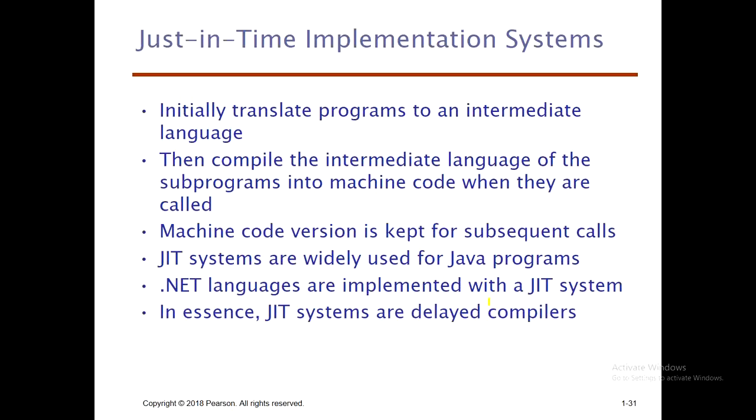It is basically used for some Java programs, or .NET languages also can be done through JIT systems. So JIT systems are good interpretation systems, and sometimes people call them delayed compilers because they are not as fast as compilers, but not as slow as interpreters. It's kind of similar to the hybrid.